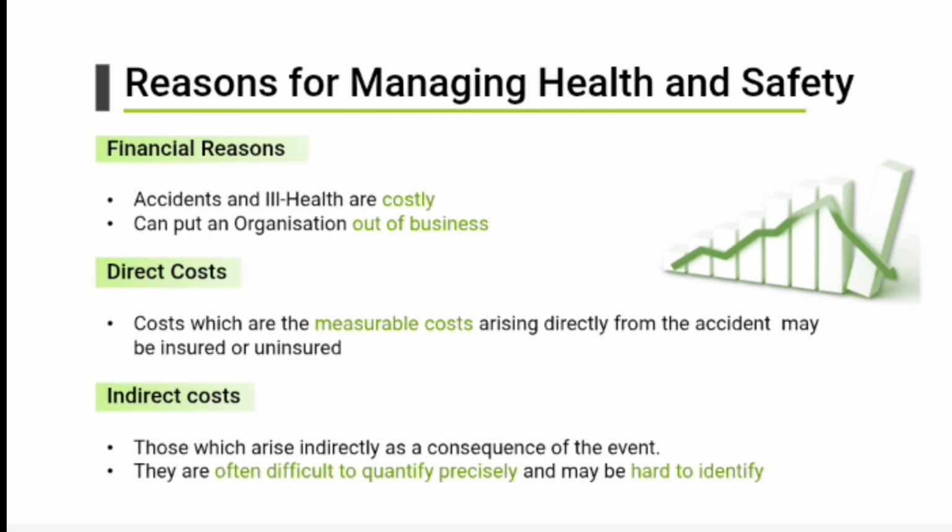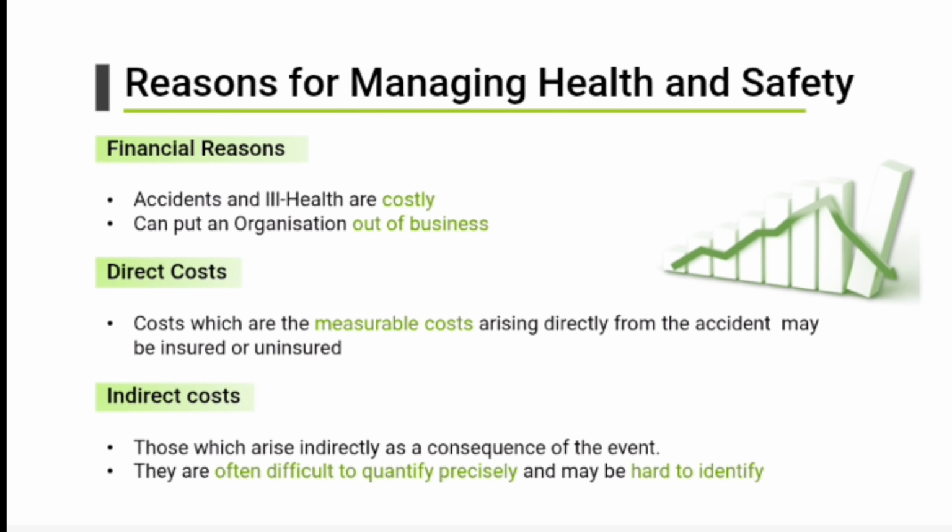In addition to direct costs, there are also indirect costs that arise as a consequence of the event. These costs are often more challenging to quantify precisely and may be harder to identify. Indirect costs can include lost productivity due to work disruptions, the need to hire and train replacement workers, expenses related to investigating the incident, implementing corrective measures, and managing the reputational damage that can result from a health and safety incident. Indirect costs can have long-term effects on the organization.